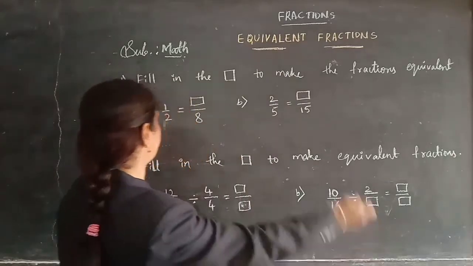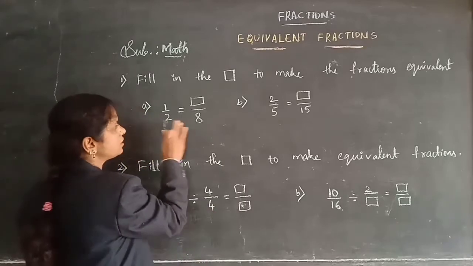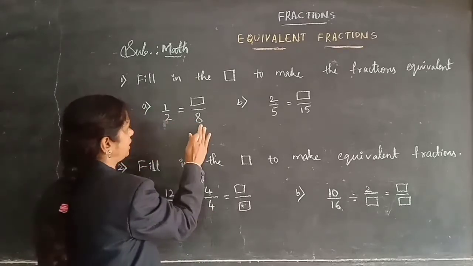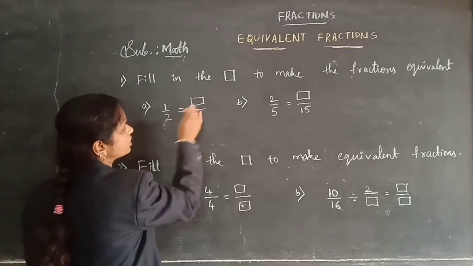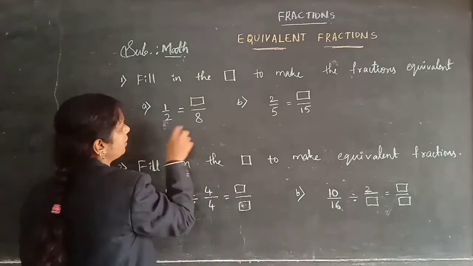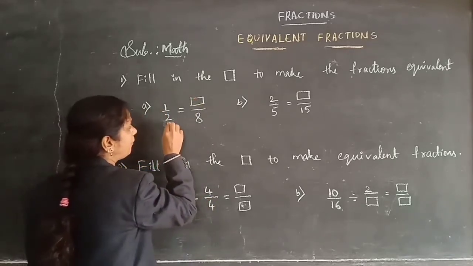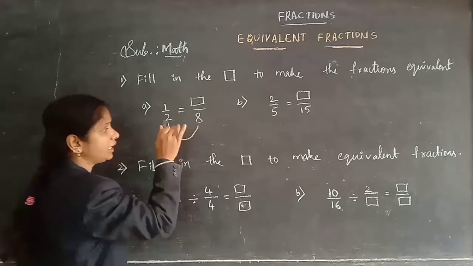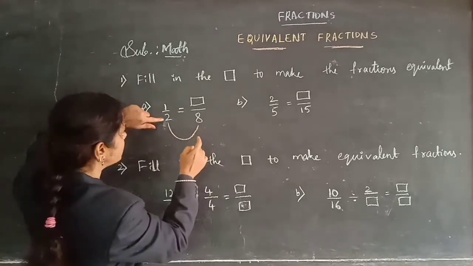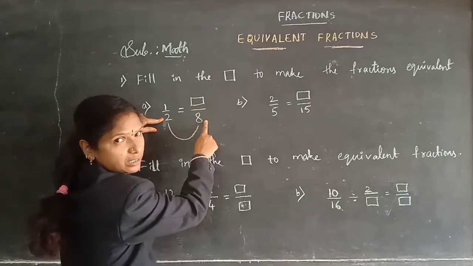Come on, let's do here. Now, have a look at here. Observe carefully these two fractions children. 1 by 2 is equal to something by 8. Okay. Now, before writing this box, how to fill the box here? You need to compare the denominators. Why are we comparing denominators only? Because in this fraction we have the denominator value and in this fraction also we have the denominator value.